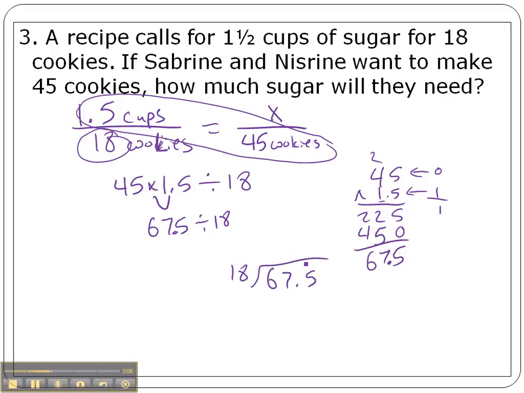How many 18s in 67? 3 times 18 is 54. Subtracting, I get 13. Bring down the 5. Line up a decimal in my answer. How many 18s in 135? 7.